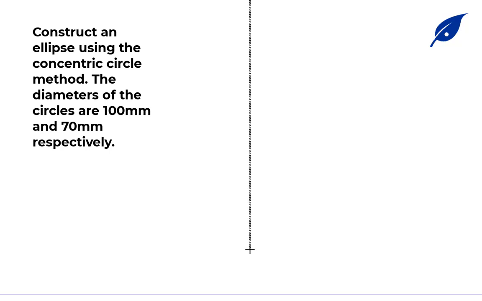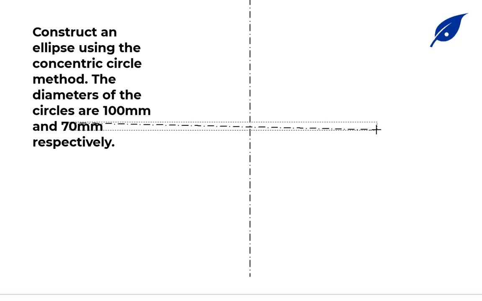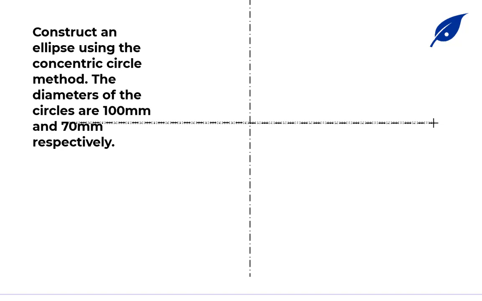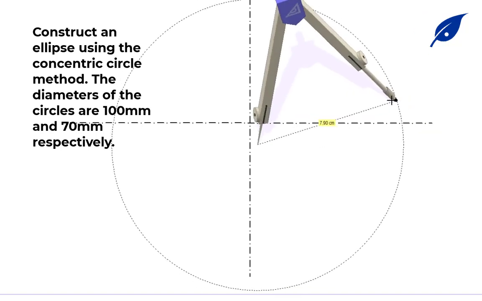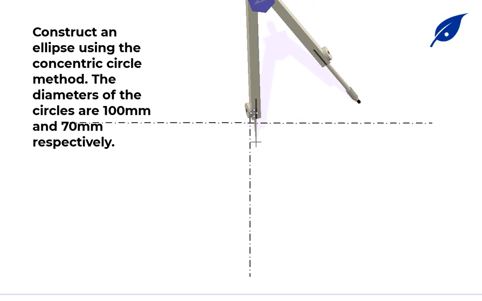Today we shall be considering the construction of an ellipse using the concentric circle method. We have two axes, the major and the minor axis. The major axis is the horizontal line, the horizontal axis. The vertical line is where the minor axis is drawn. So now this concentric circle, we have two circles given onto us: the 100mm circle, which is for the major axis, then the 70mm for the minor axis.